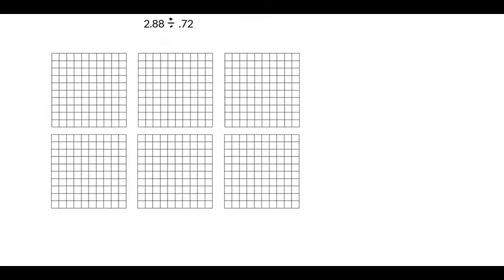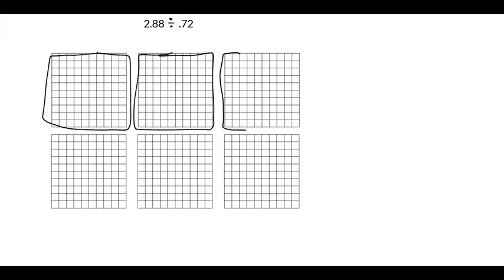Okay, so let's move on to some more hundreds grids. Move down your paper a little bit, and I'm going to start this with you. I'm going to see if you can finish it. So I have 2 and 88 hundredths divided by 72 hundredths. I need to start off with my dividend and outline 2 wholes. 1, 2, and then I have 88 hundredths. So I would need to outline 8 tenths, and then 8 hundredths. Let's hope I did that right. 1, 2, 3, 4, 5, 6, 7, 8. 1, 2, 3, 4, 5, 6, 7, 8.